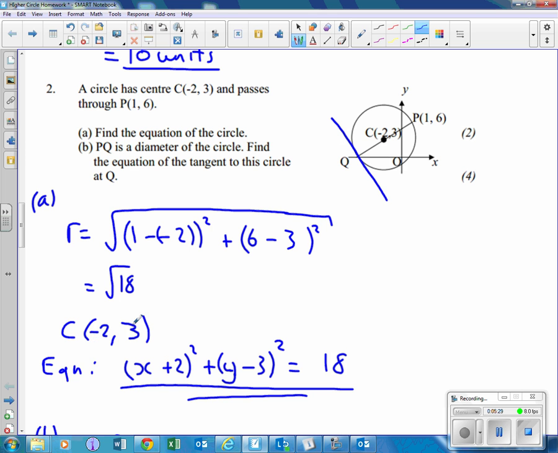Because it's x minus a all squared, y minus b all squared. And remember it equals r squared, so if r is root 18, r squared would be root 18 all squared, which is just 18.